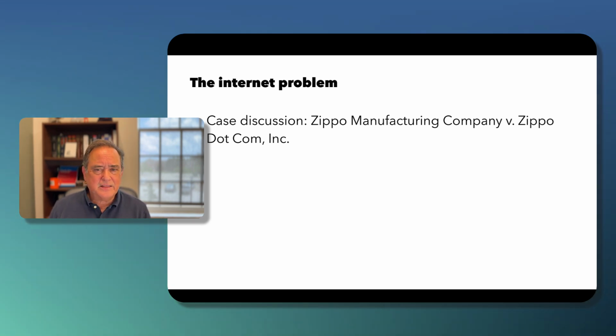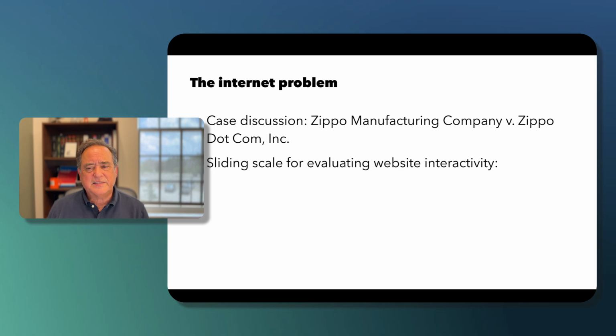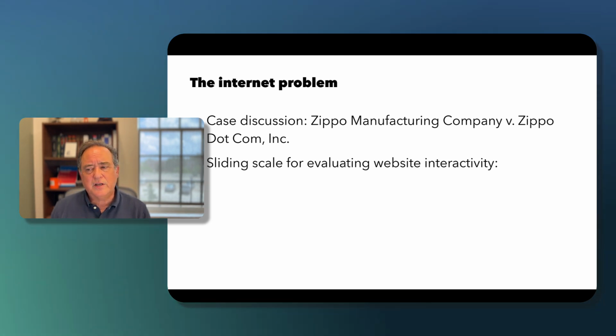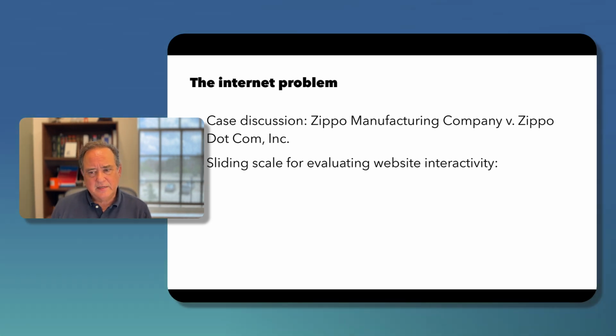Now, there's a case, and the details of the case don't really matter, but we call it the Zippo case. It's the Zippo Manufacturing Company versus a company called Zippo.com. And in that case, the court developed essentially a sliding scale for evaluating minimum contacts. And those minimum contacts are based on the notion of interactivity.